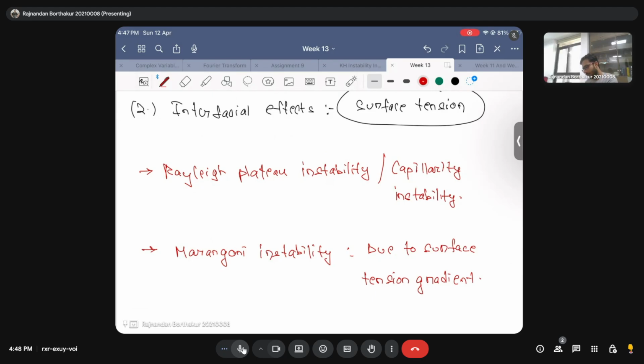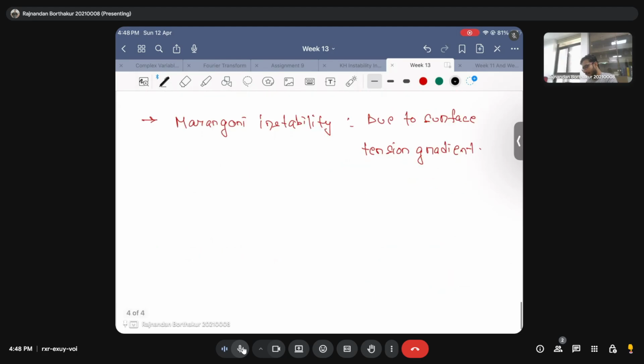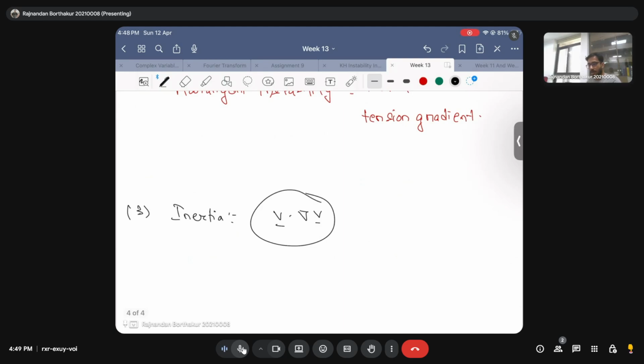Now the third point is that inertia can also cause instabilities. For example, the term v dot grad v. This is the problematic term, as we all know, because this is non-linear and it corresponds to inertia. This is a highly non-linear term, and it can cause instabilities in fluid, because it is going to create some problem. Inertia itself can be a source of instability in fluid systems.